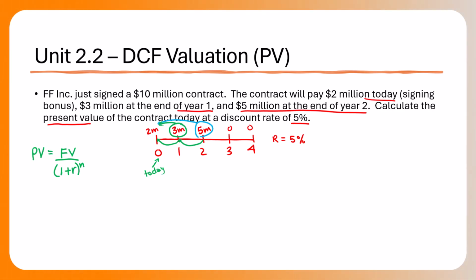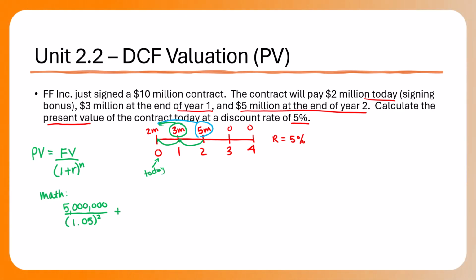So what we're going to do is use this math. We'll take the $5 million and we will simply divide it by 1.05 raised to the 2. Now, why is it raised to the 2? Because it needs to be discounted back exactly 2 periods.